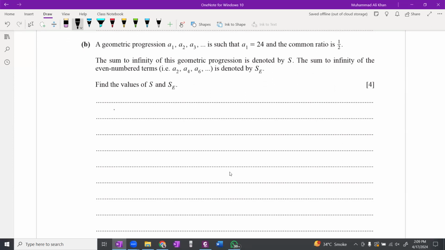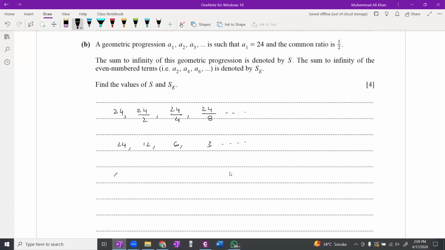So the first term is 24. The common ratio is 1 upon 2. So the second term is ar, so 24 multiplied by 1 upon 2 is 24 upon 2. And the next one is 24 upon 4, ar squared. And the next one is 24 upon 8, ar cubed, and so on. So here it is 24. The second one is 12. The third one is 6. And the fourth one is 3, and so on.